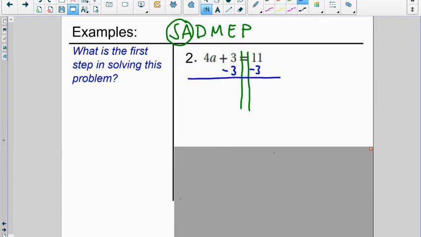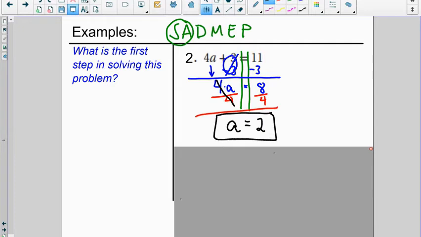Well, I see that there's a plus 3 in this problem, so let's start by taking away 3 to undo it. 3 minus 3 is 0. But I still have that 4a on the left-hand side. And 11 minus 3 is 8. Now we have to get rid of the multiplication, so we divide to undo multiplication. Divide by 4 on each side, and when we take 4 divided by 4 to get 1, or 1a, on the right-hand side, 8 divided by 4 is 2.